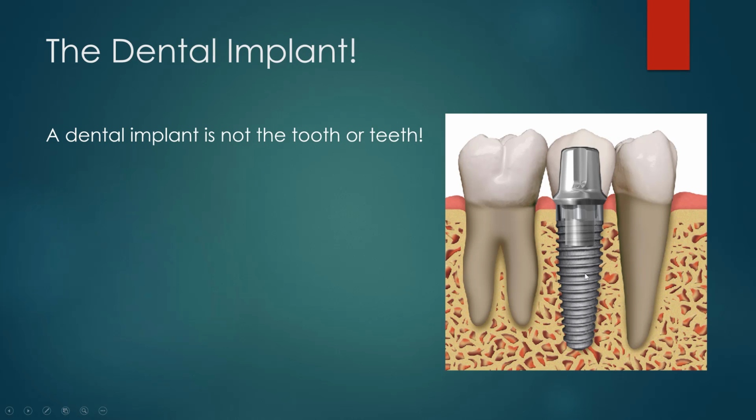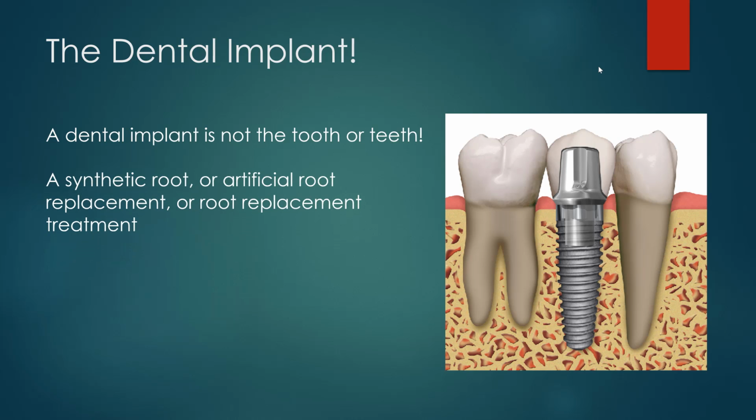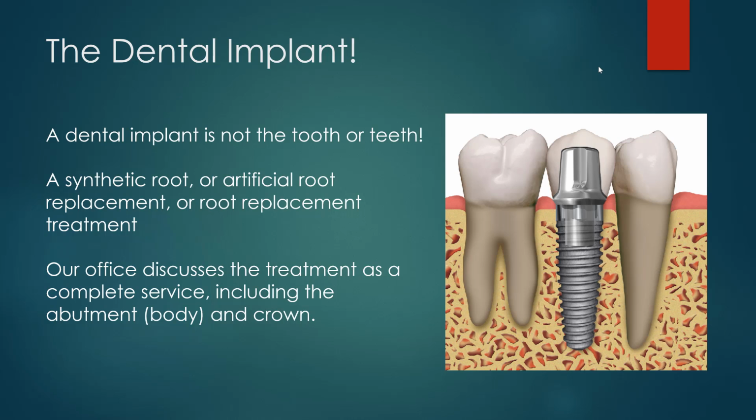That is not what they're buying when they're buying a dental implant. The dental implant is the root structure or the supportive structure of the prosthetic, which is the crown that's above it. So synthetic root or artificial root replacement would be another way to say this, or root replacement treatment. In our office, we discuss the treatment as a complete service. So we include the body, which is this abutment in this picture here, and the crown and the implant. So we call it full tooth replacement in our office.